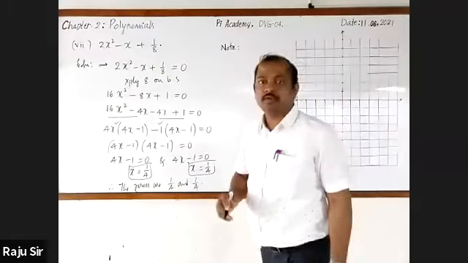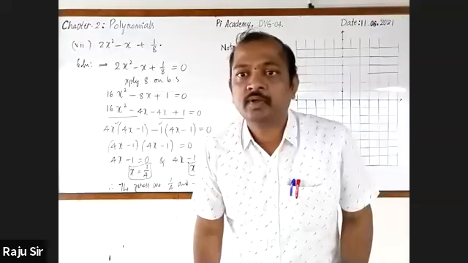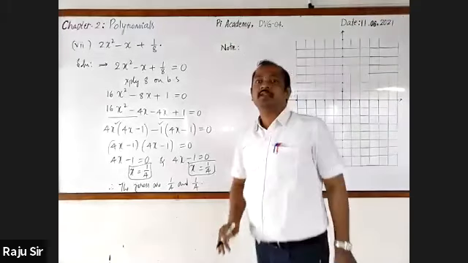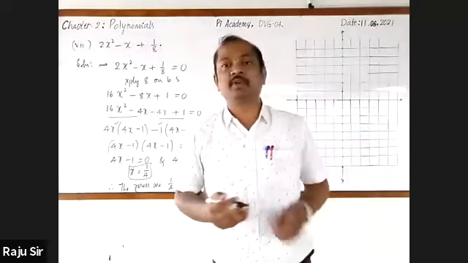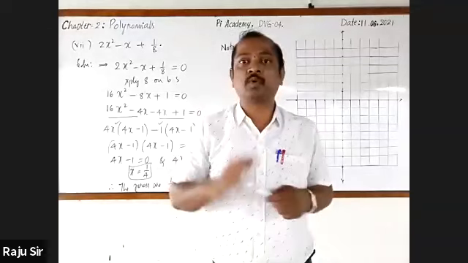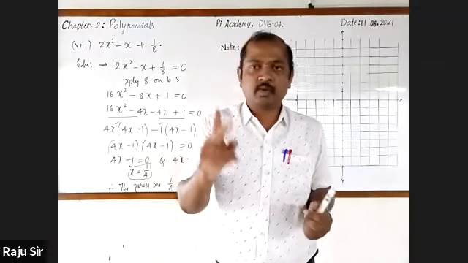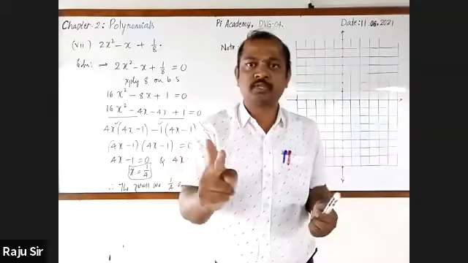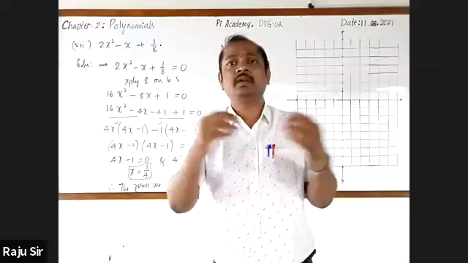Number of zeros. So is it possible to get more than two zeros? One student is asking a question: sir, is it possible to get the number of zeros more than 2 with respect to a quadratic? It's not. For a quadratic, we will get only 2 zeros. Those 2 zeros may be equal or different.